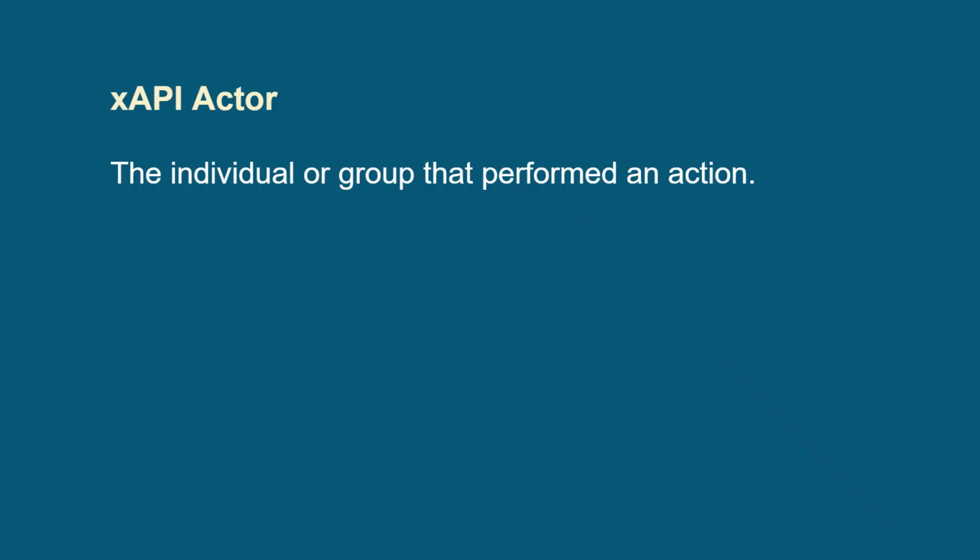Let's talk about the first term on that list, xAPI actor. According to the xAPI specification, the xAPI actor is the individual or group that performed an action. It's not quite good enough for what we're trying to describe here today, so let's add to it a little bit: the individual or group that performed an action as tracked in an xAPI statement. So, this is indeed the person that performed an action, but what we're really talking about when we talk about an xAPI actor is the identity that's in the data that's tracked.